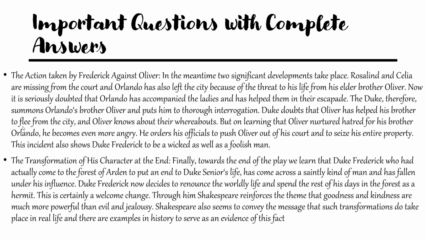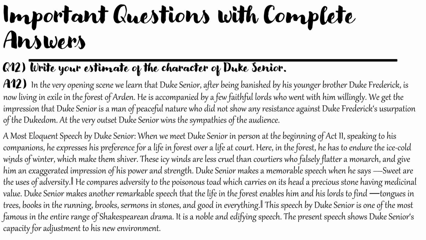And then after the conclusion part, we have the character sketch of Duke Senior. In the opening scene, we are introduced to Duke Senior, who is banished by his younger brother Duke Frederick, and he has to leave for the Forest of Arden, accompanied by faithful lords who willingly went into the Forest of Arden with him. Then the clear and eloquent speech by Duke Senior in Act 2 is introduced there. That's also explained by me in the Act 2 summary, where he explains that the life of the forest is much better than the life of the kingdom.